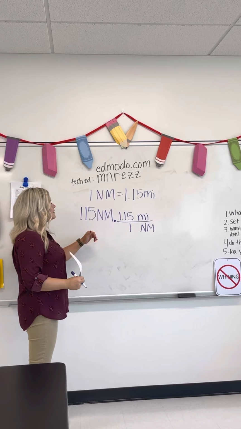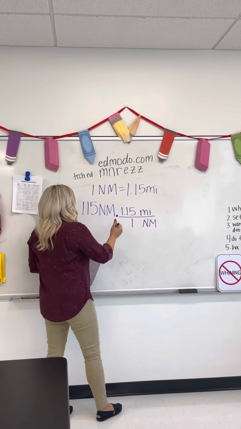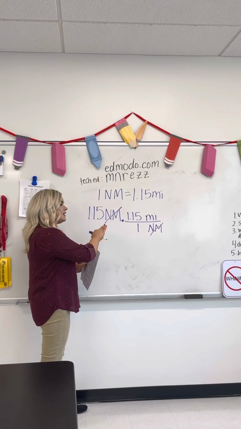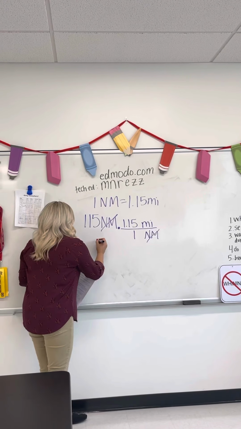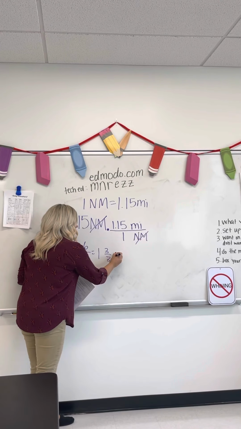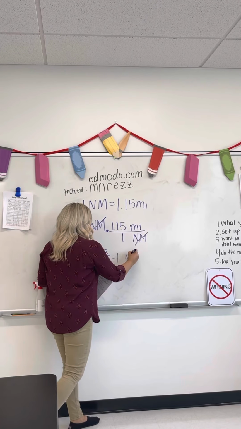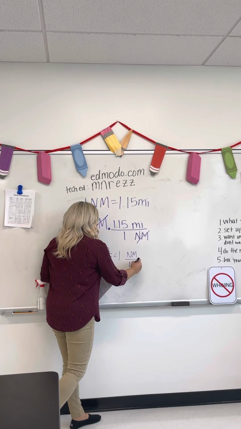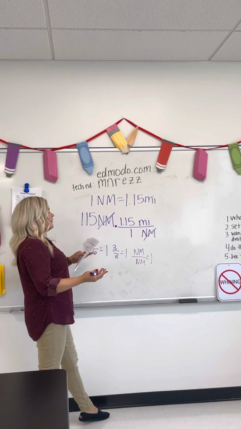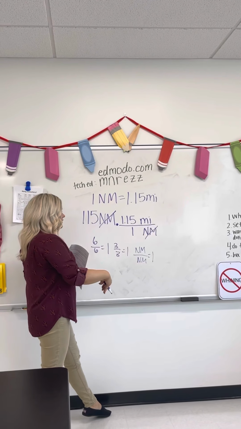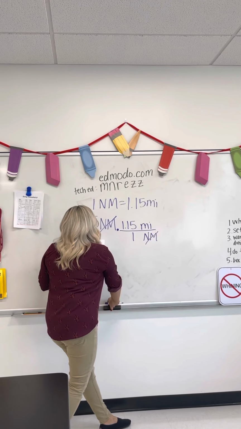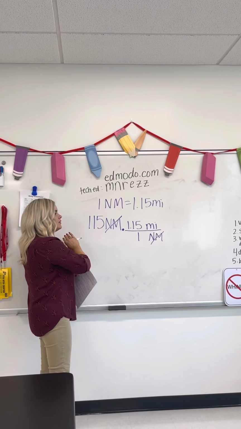Now when I look at this, I can see that nautical miles is going to cancel with nautical miles because anything divided by itself equals 1. So 6 divided by 6 equals 1. 3 divided by 3 equals 1. Therefore, nautical miles divided by nautical miles equals 1. 1 times anything is itself, so we can just cancel those and pretend they're not even there, okay? So then, once we get these numbers plugged in, all we have to do is do the math.